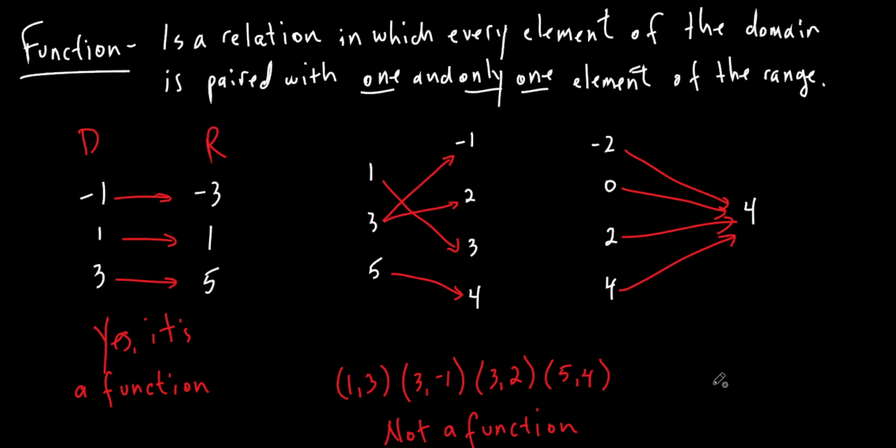So what would my ordered pairs look like? It would be negative 2, 4. It would be 0, 4. It would be 2, 4, positive 2, 4. And it would be positive 4, 4. So those would be my ordered pairs.